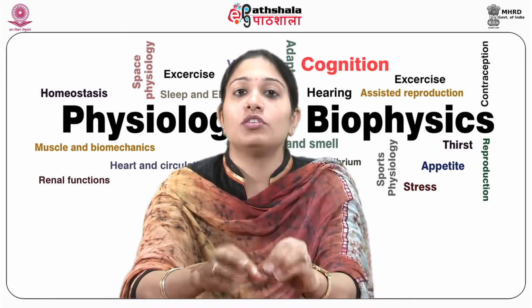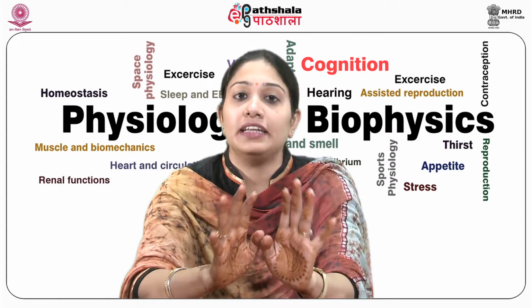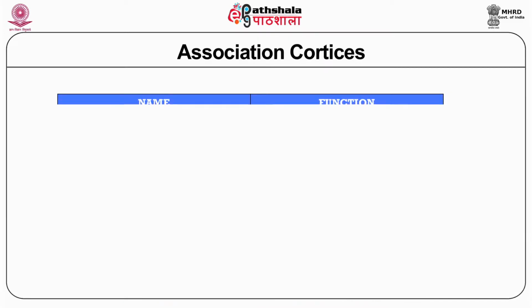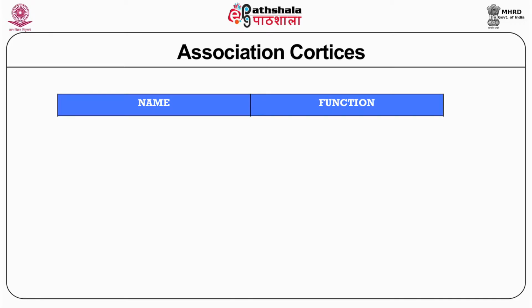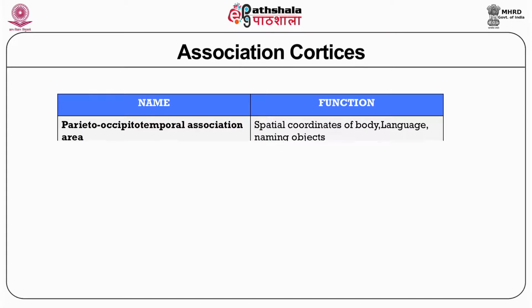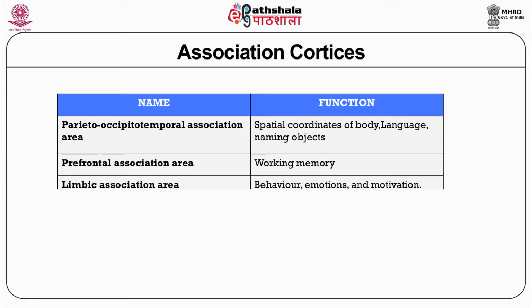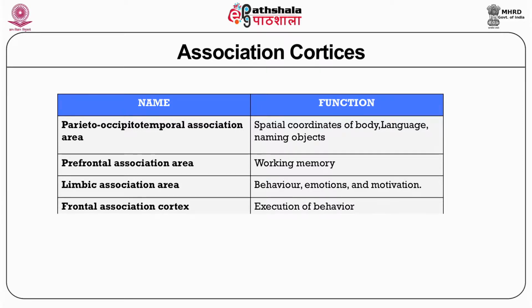Thus, if we talk about their main function, it is integrative abilities. So to name a few areas of association cortices, first is the parieto-occipito-temporal association cortex, which deals with the spatial coordinates of the body, language, and naming objects. Then we have the prefrontal association area, which works with working memory.